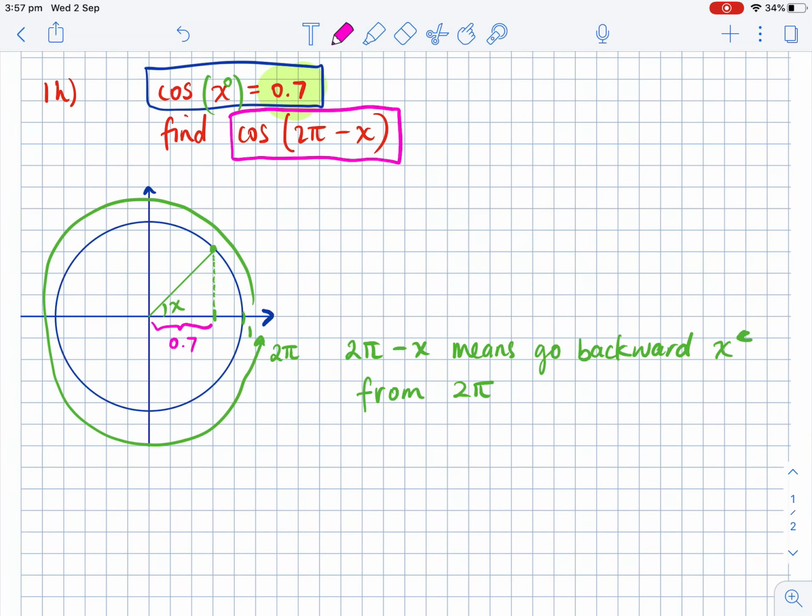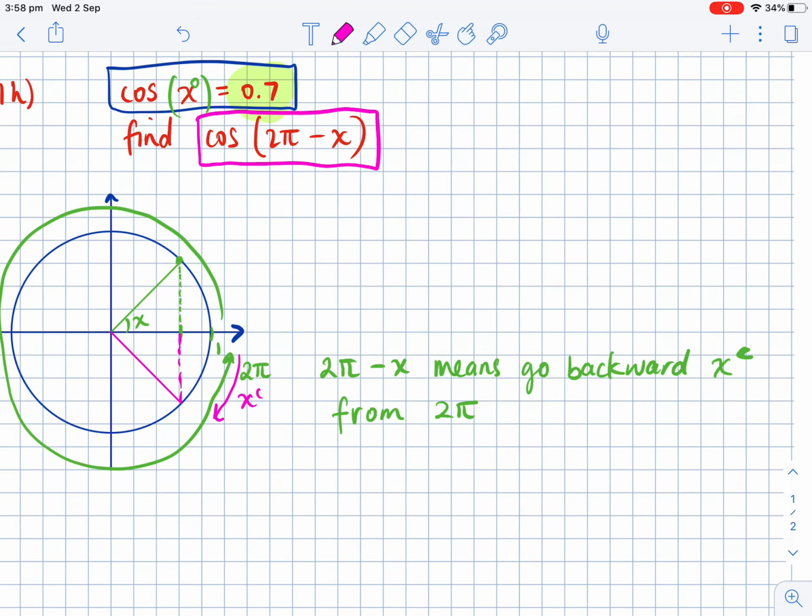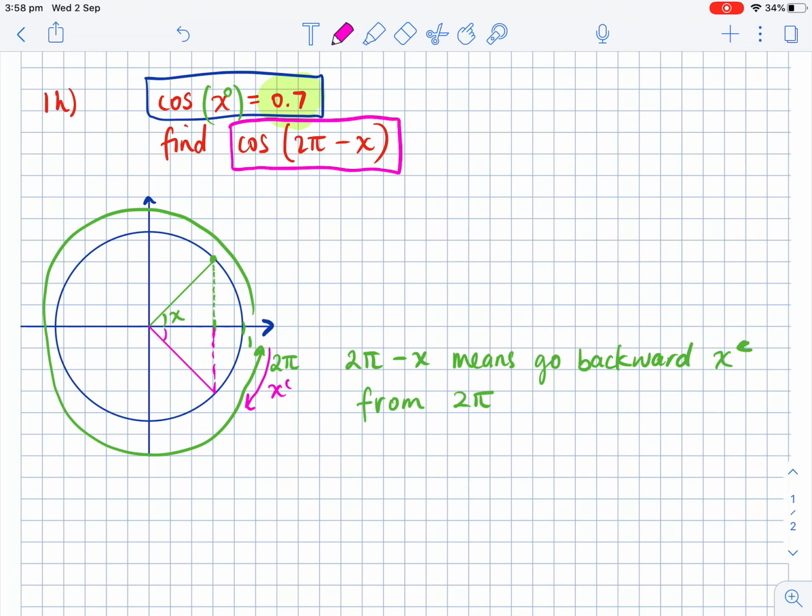So if I'm going to go backwards, I need to go all the way around to 2 pi, and then I need to come backwards the same angle as in that first quadrant, x. So I need to come backwards a symmetrical amount that is also x. So we're using that symmetry here.